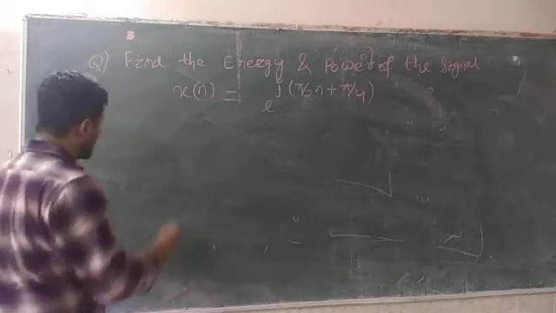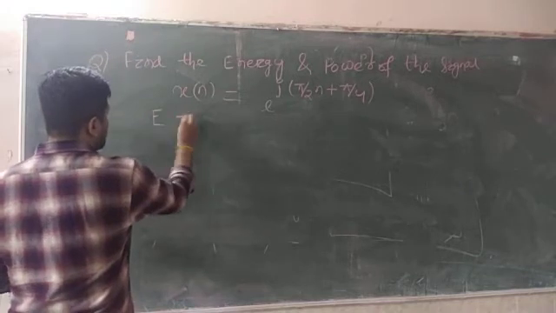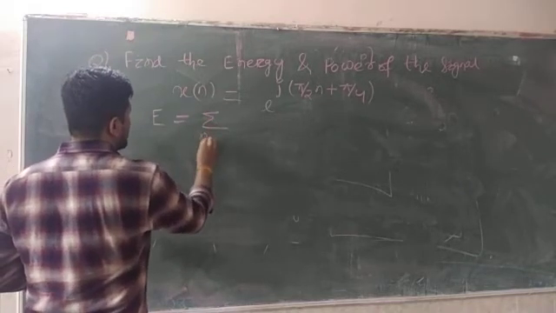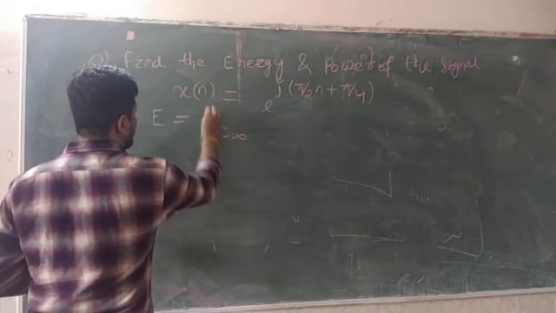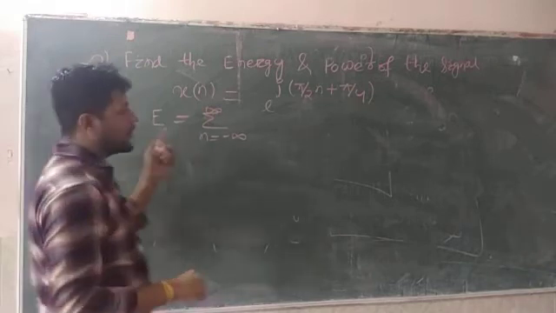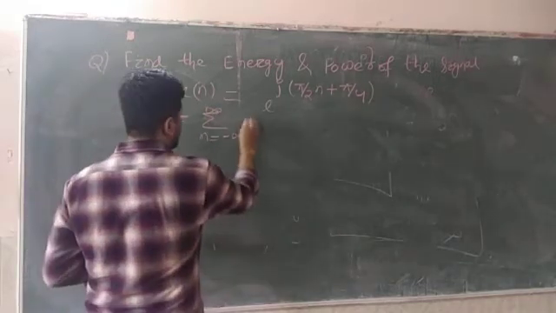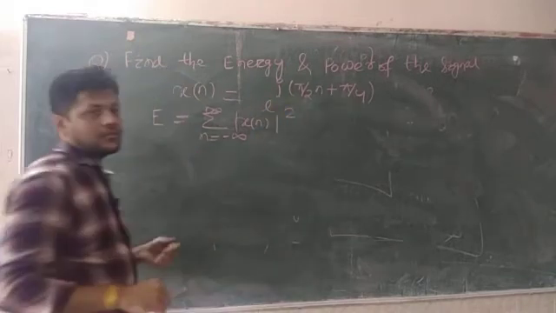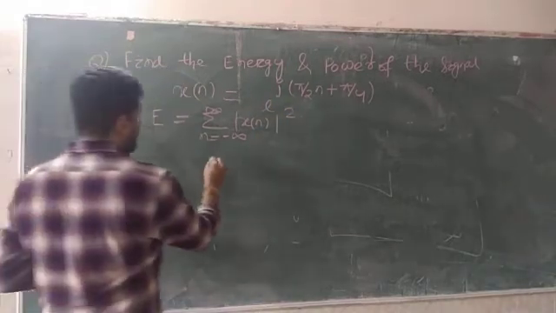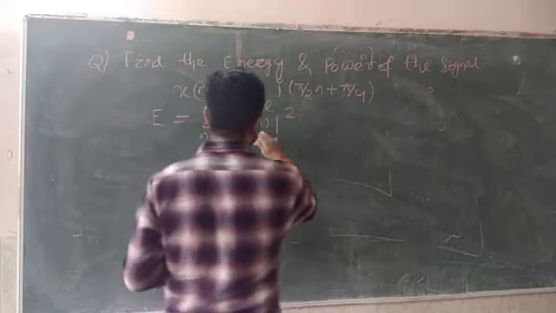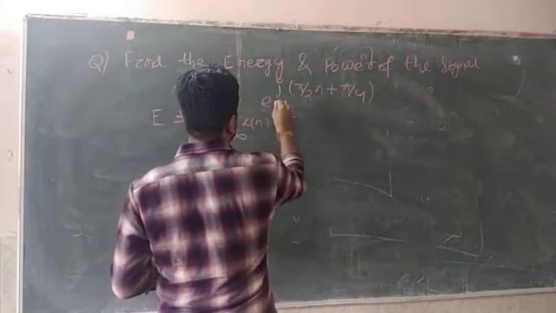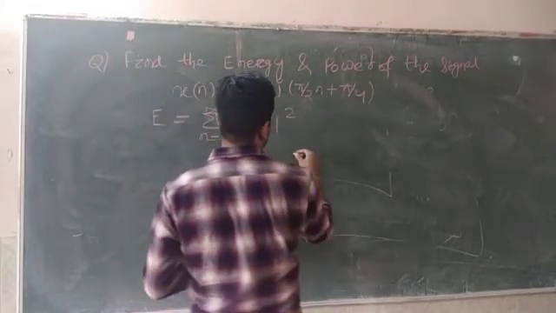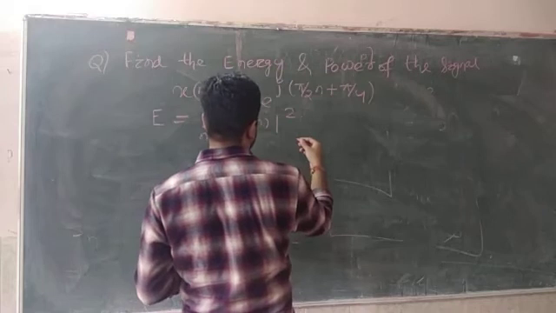So, let us first find the energy of the signal. What is the formula? Summation of n equal to minus infinity to infinity. Here the given signal is x[n], so that's why I am putting x[n] magnitude square here. So what will I write? Here the value of x[n] is e to the power j(pi by 2 n plus pi by 4), which is a complex exponential signal.